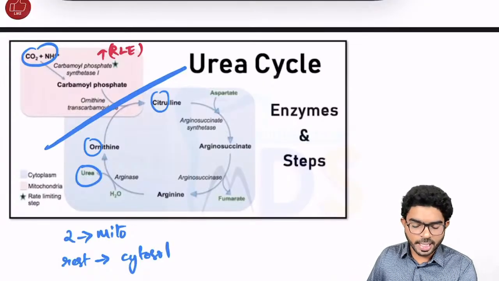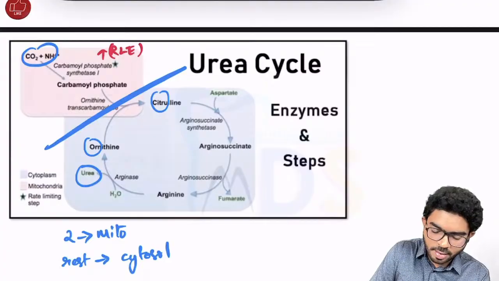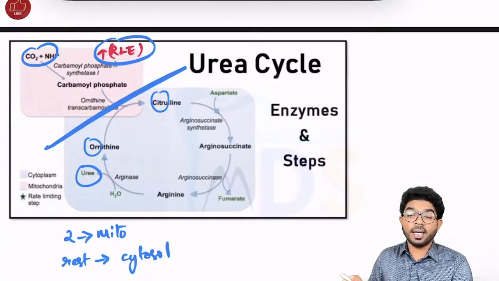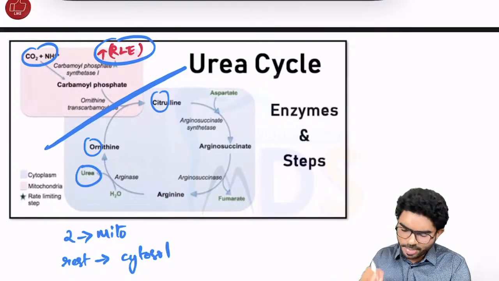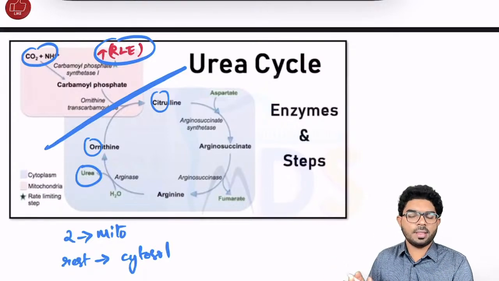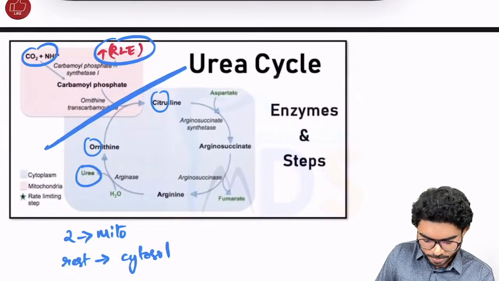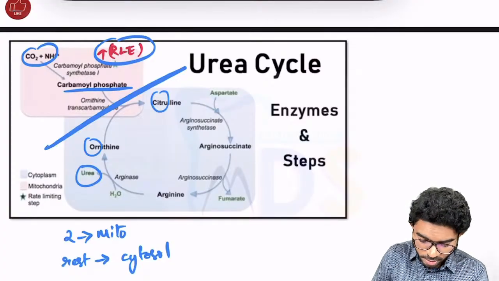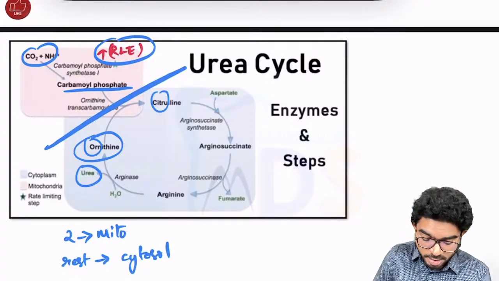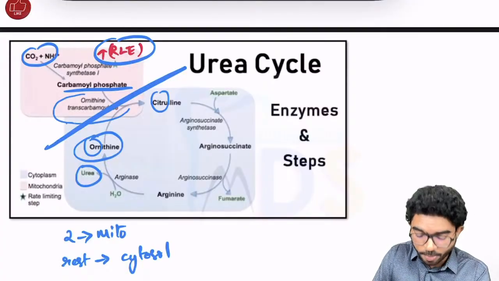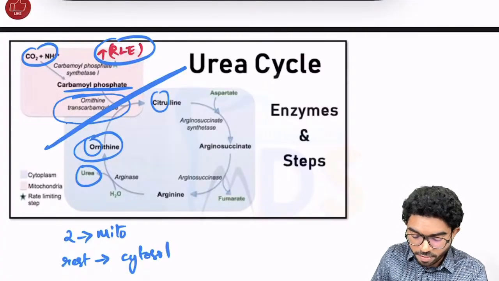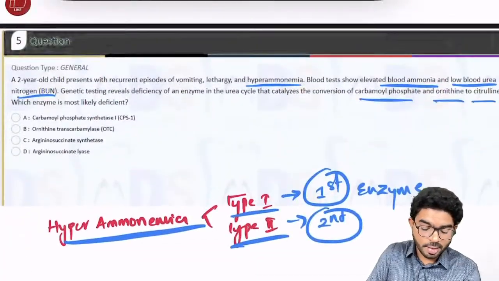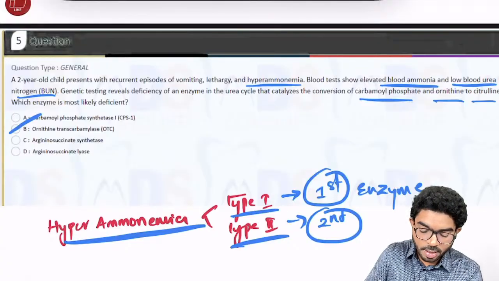And of course, the rate limiting enzyme is very, very important. So this reaction is called the rate limiting enzyme. But in this particular question, they are not asking about the rate limiting enzyme. They have clearly mentioned what happens: carbamoyl phosphate with ornithine in the presence of ornithine transcarbamylase, resulting in the formation of citrulline. So what is the enzyme they are asking? That is OTC. The enzyme is OTC.